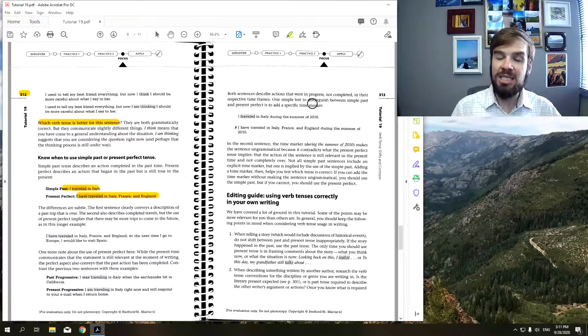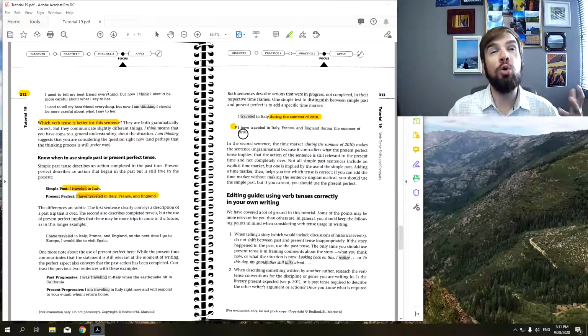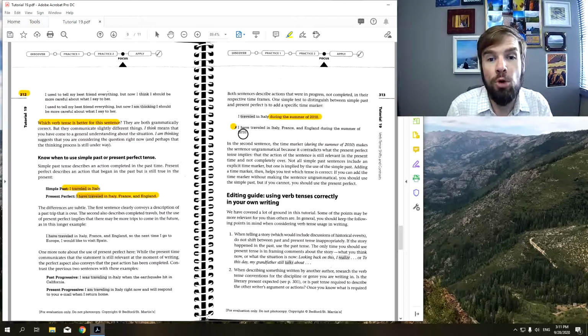One simple test to distinguish between simple past and present perfect is to add a specific time marker. So, I traveled in Italy during the summer of 2010. I have traveled in Italy, France, and England during the summer of 2010. Incorrect. A specific time marker very clearly shows that it's done, totally completed. If you use present perfect, then you don't want to add a specific time, because that tells the reader that this is totally done and not connected to the present moment at all.